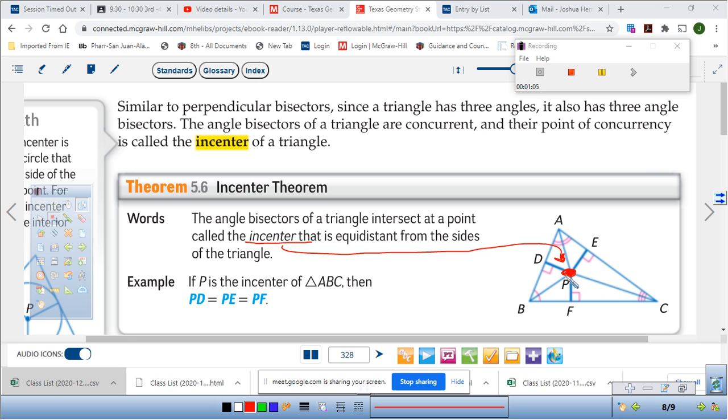If you know it's the incenter, then it's equal distance from the sides of the triangle. So the distance from here to the side, perpendicular again, is equal to this distance here, and also equal to this distance here. So the incenter gives you equal distance to the sides of the triangle, unlike the other one that we did the other day.